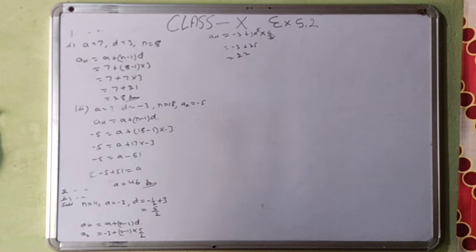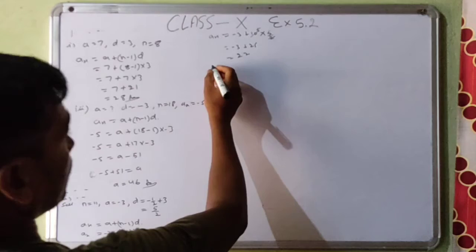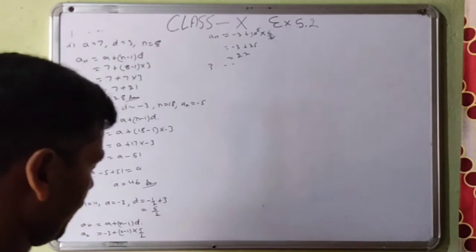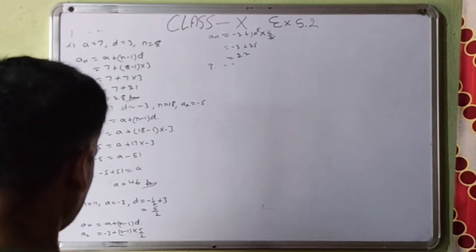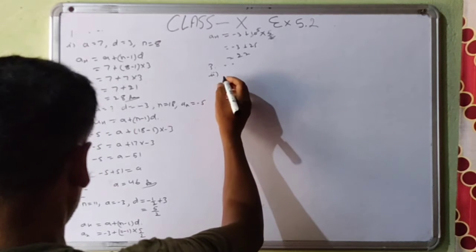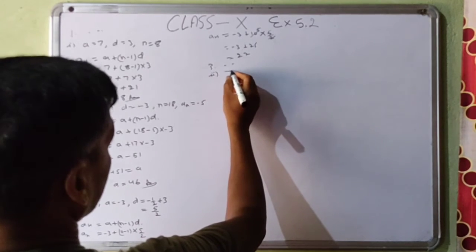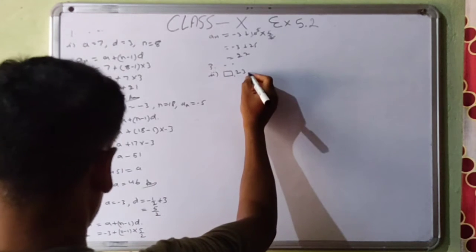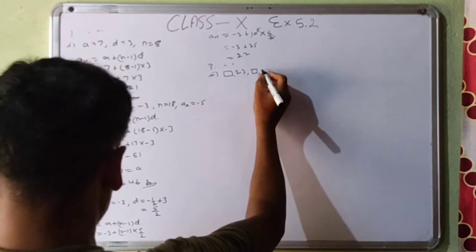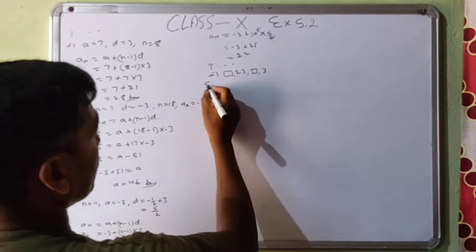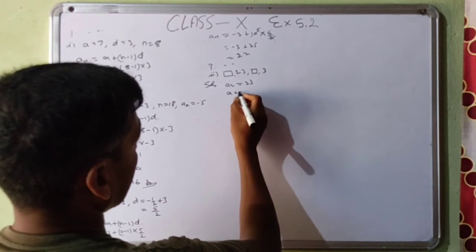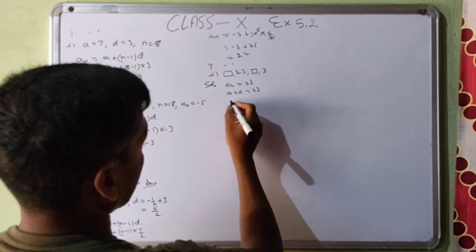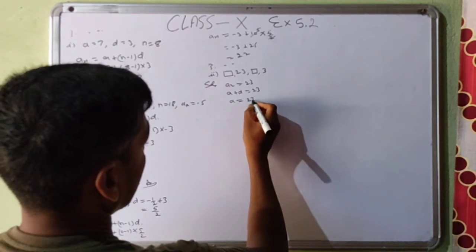And then the third question. In the following APs, find the missing terms in the boxes. So the first one you can do. The second: the first box is given, then 23, and then again a box, and then 3. So the solution: A2 is equal to 23. A2 means a plus d is equal to 23. So a is equal to 23 minus d.